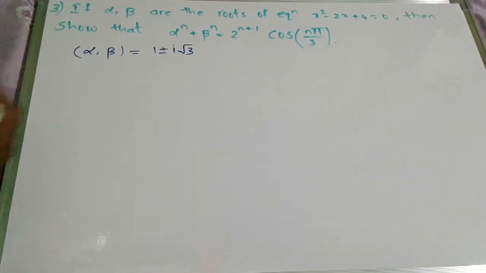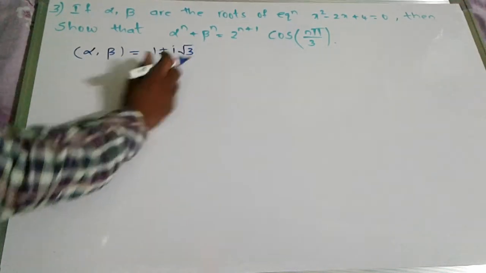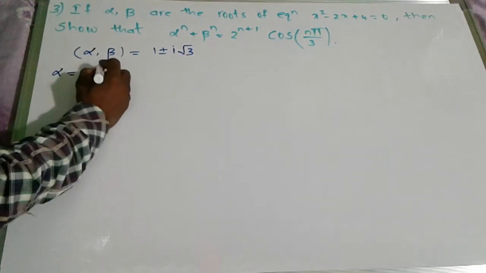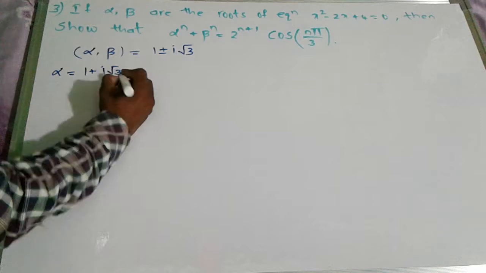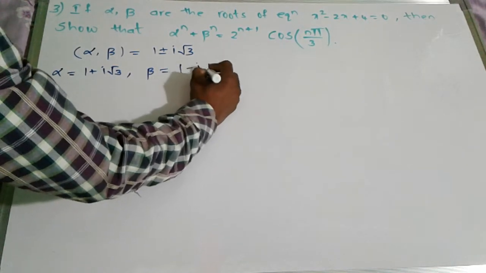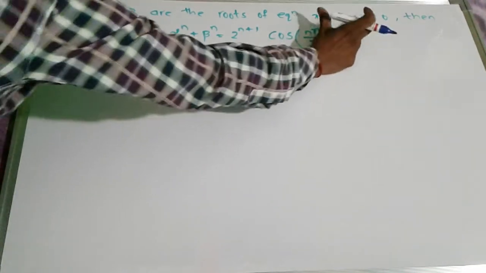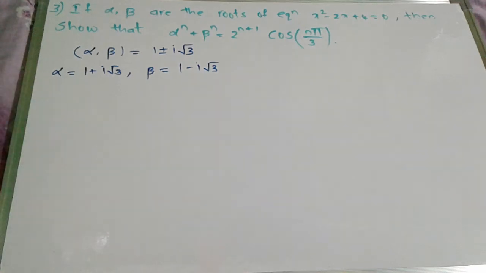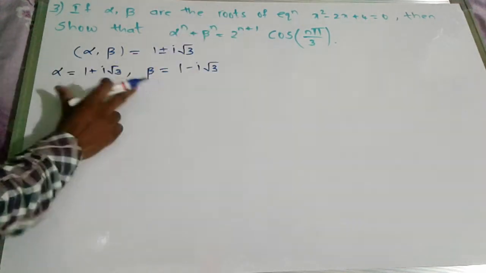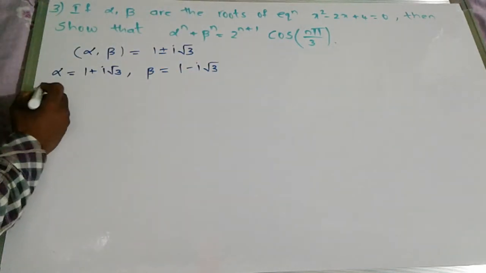Okay guys, we got alpha, beta equals 1 plus or minus i root 3. So therefore alpha equals 1 plus i root 3 and beta equals 1 minus i root 3. Therefore we got the roots of this quadratic equation. So I am substituting these values in the LHS part. So consider the LHS part.